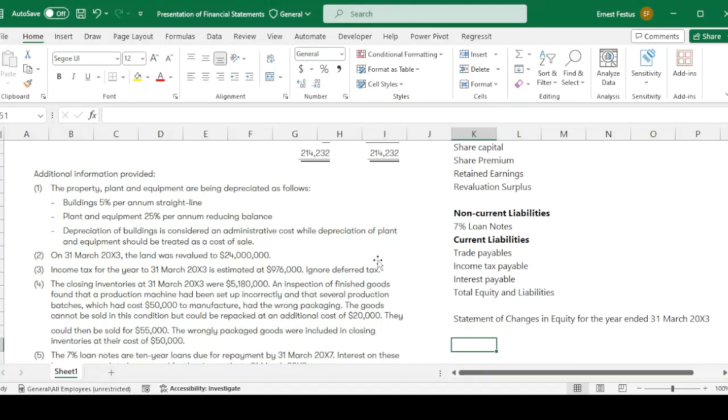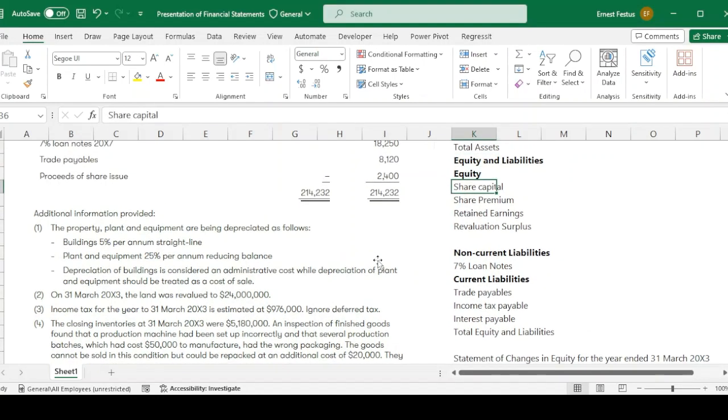So when it comes to the statement of changes in equity, we are talking about the equity portion of the business. So all the equity items within the company, within the statement of financial position, is what we bring under the statement of changes in equity. So what are the items within the equity section? You have share capital, share premium, retained earnings, and then the revaluation surplus. These are the four main components of equity, and that is what we include within our statement of changes in equity.